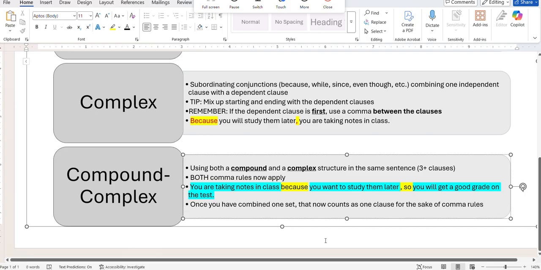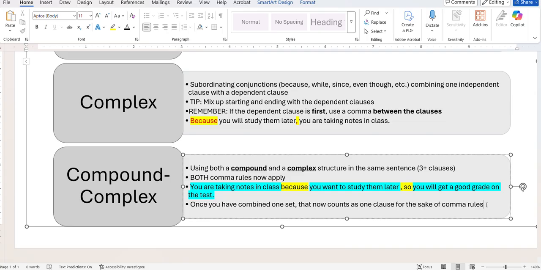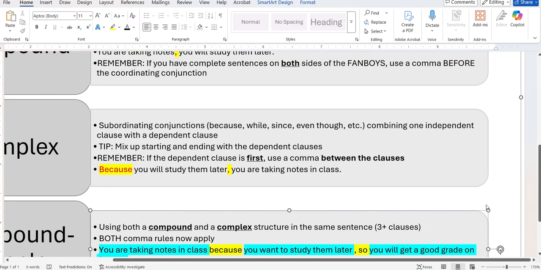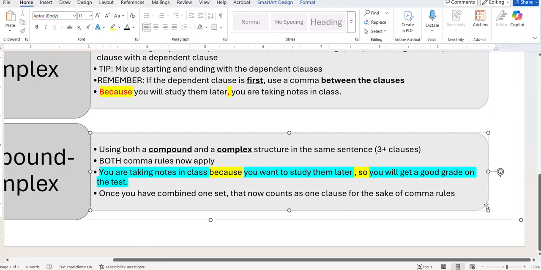We're almost done. I got one more thing to say. Hopefully the screen will make it that long. Once you combine one set, that now counts as one clause for the sake of comma rules. So let me, off the top of my head, think of an example.